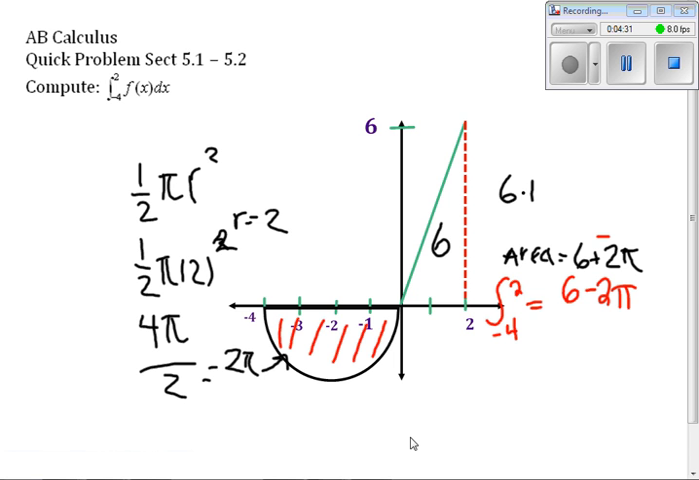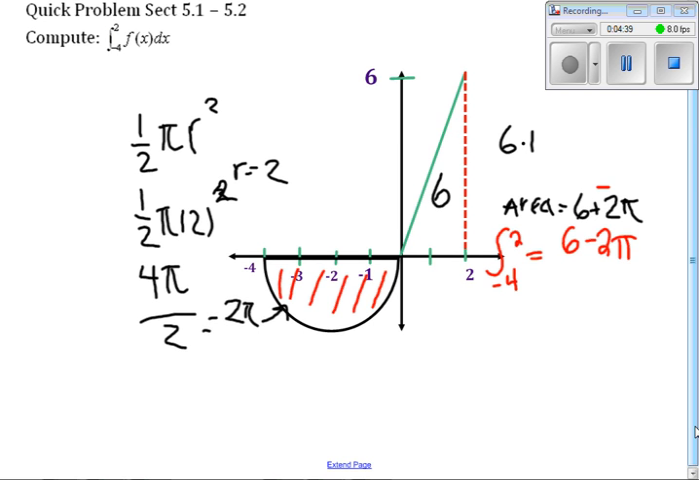6 plus a negative 2 pi, or 6 minus 2 pi. Pardon? The integral. This integral here is negative 2 pi, and this integral here is 6. Now, an integral is a signed area. If you were going to paint it, find the actual area, then it would be 6 plus 2 pi, which is the reason we're asking that question.